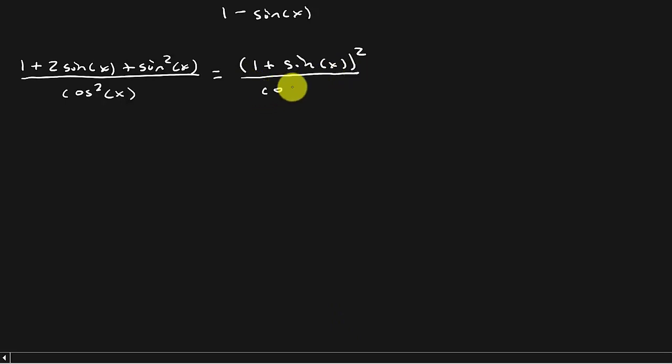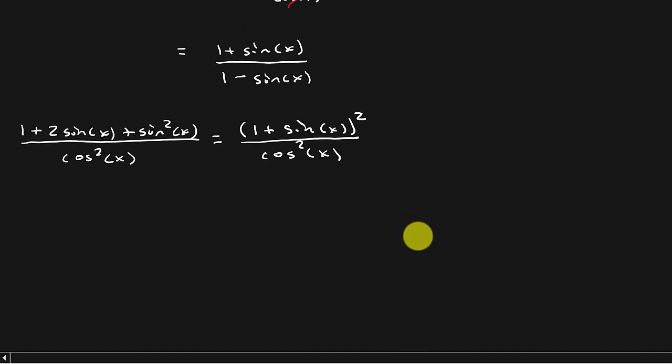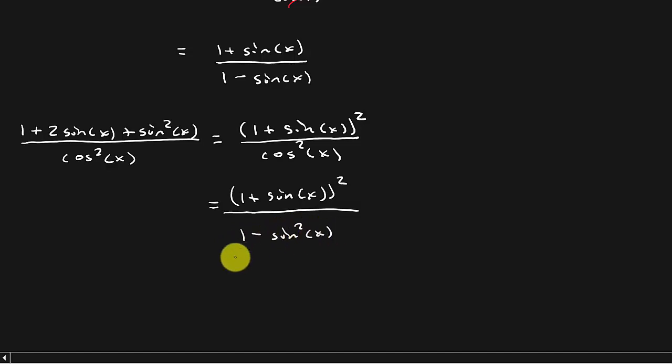And that's over cosine squared x. So it kind of looks like we're getting somewhere. Maybe this cosine squared here, let's rewrite that. So that's going to be 1 plus sine x squared over 1 minus sine squared x. Remember, cosine squared is 1 minus sine squared.